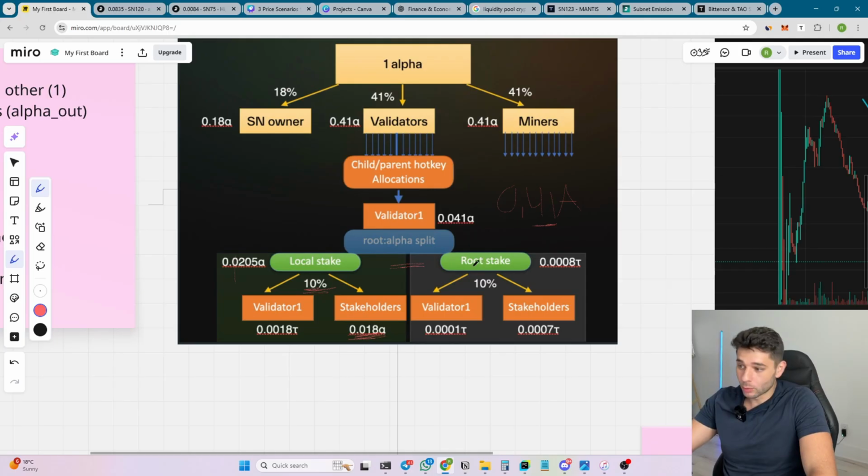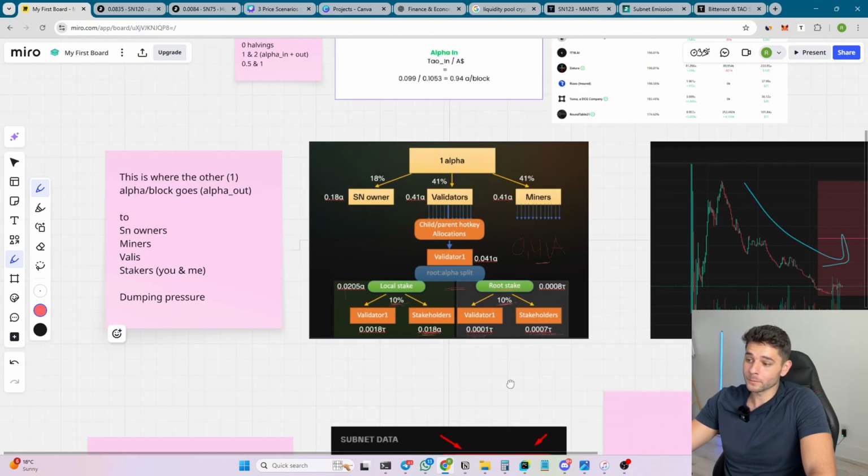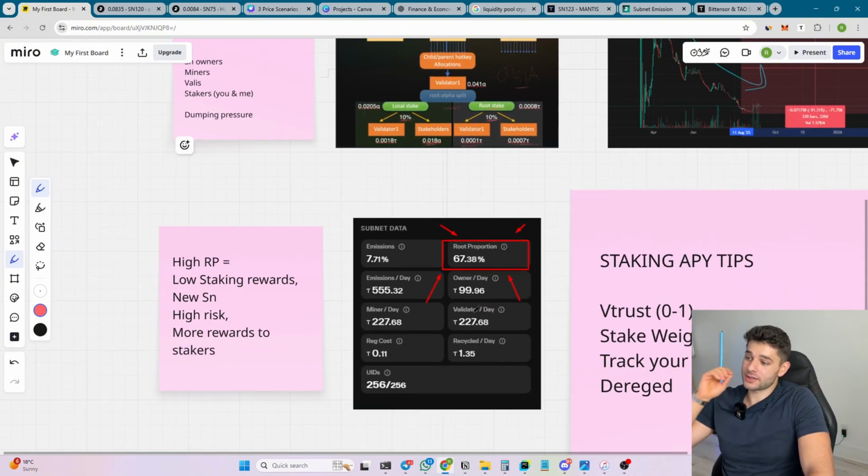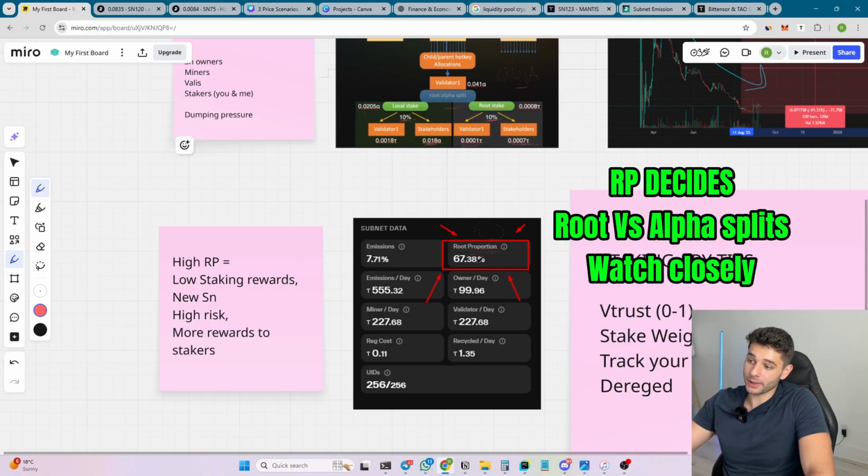And then there's the root part, which they need to split as well. They also take 10% from that. So a bit goes to them. And on those same validators, there's also people staking on root who don't want to take any risk. They get that part, minus a zero, because there's obviously an error. And there's a certain thing called root proportion, which is super important right now.